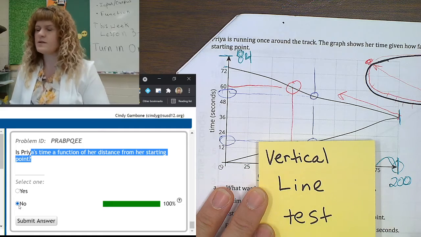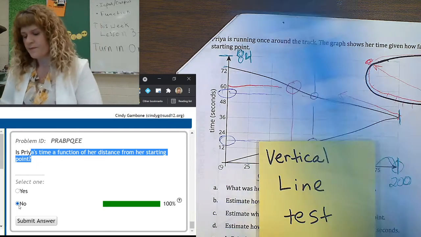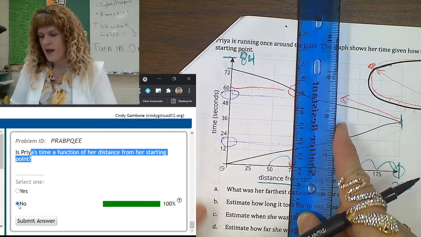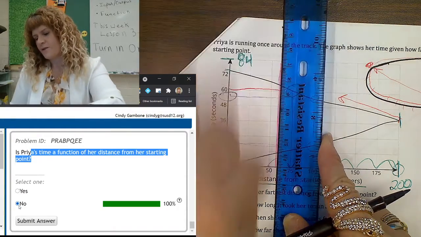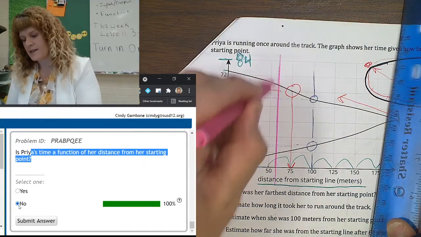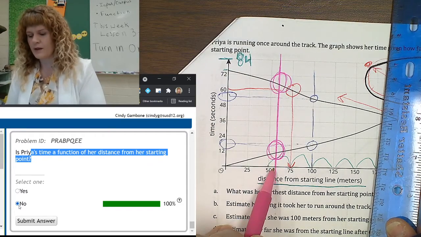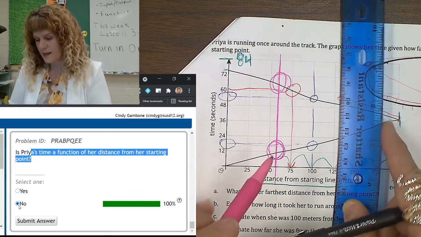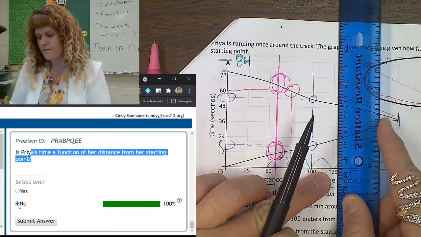Please write this in your notes: the vertical line test. What that means is, if we hold a straight line to a graph, and that graph crosses our line in two places, then for one input there are two outputs. Let me explain again. I'll draw the line right here at 125 meters.